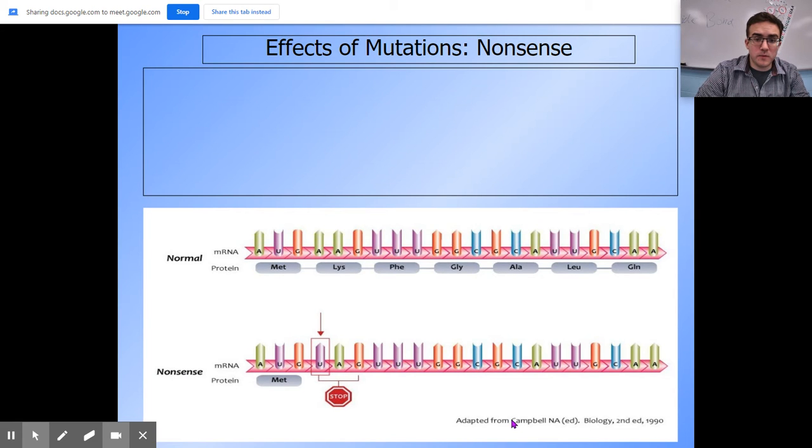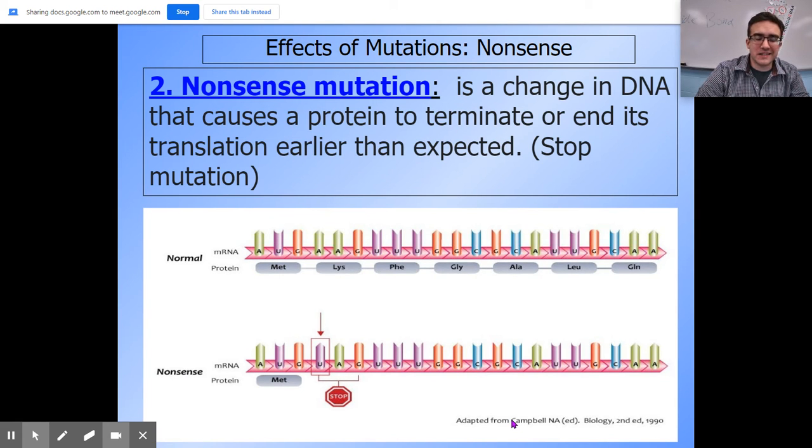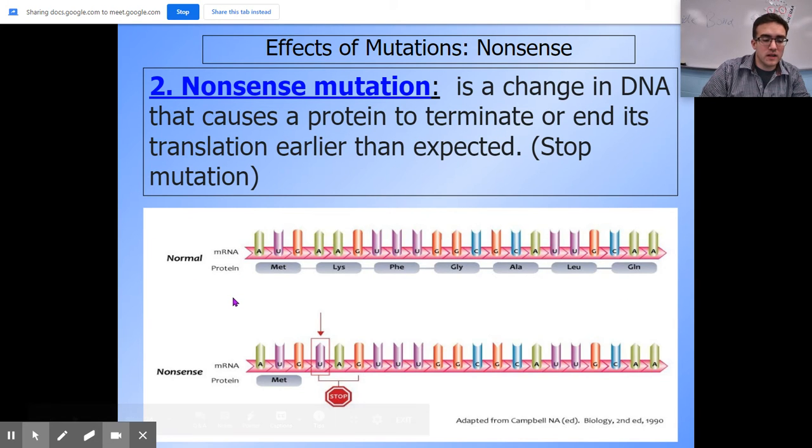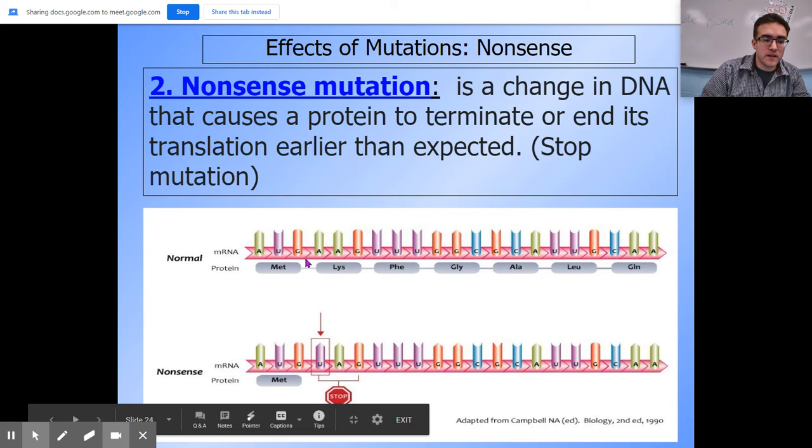So the second type of point mutation we can get is called a nonsense mutation. A nonsense mutation is when there's a change in the DNA that causes the protein to stop earlier than expected. Let's call it a stop mutation. What that looks like is, here's the normal sequence of mRNA to proteins. Here's the nonsense mutation. So this A got replaced with the U. Well, now instead of AAG, which codes for lysine, we have UAG, which is a stop codon.